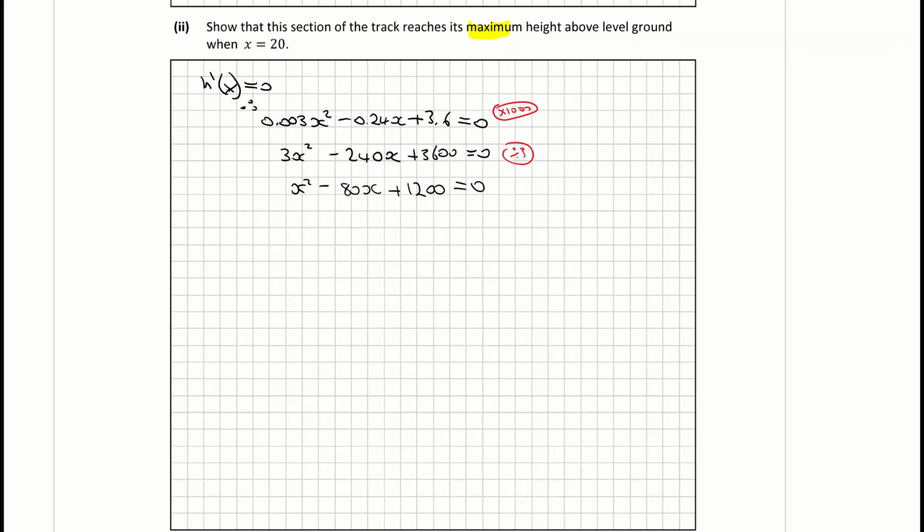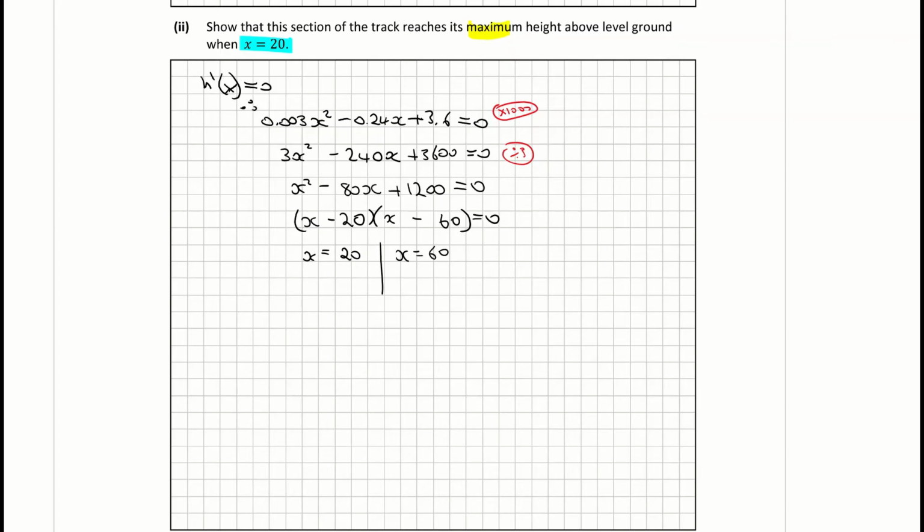Now the question is giving me a bit of a solution here. It's telling me that one of my values is x is equal to 20. So when I factorize this, a little bit of common sense is telling me that one of my original factors must have been x minus 20, because my root is x equals 20. And 20 multiplied by what is 1,200? Well, 20 multiplied by 60. So my other factor must be x minus 60. Minus by minus gives me a plus 1,200, and minus 20 minus 60 is minus 80. So my two roots are x is equal to 20 and x is equal to 60.